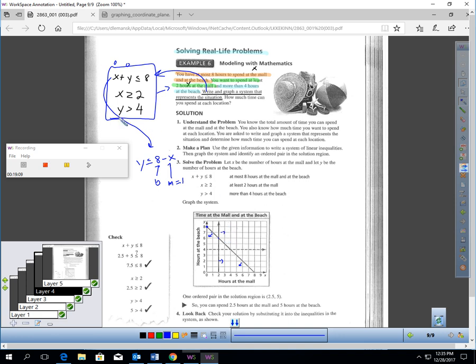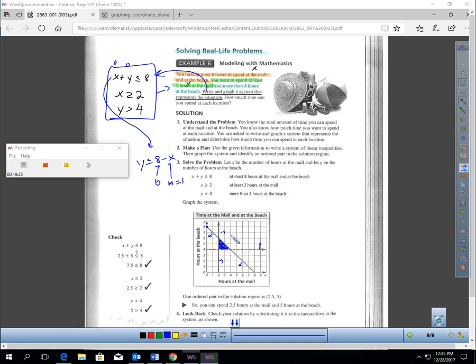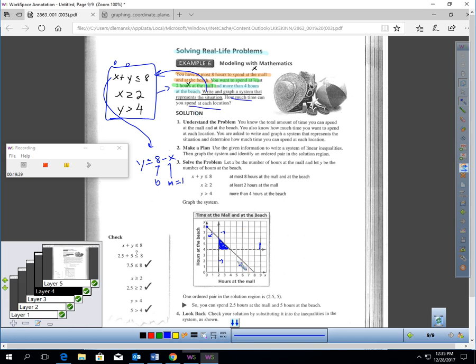Okay, and then finally, y greater than 4. Here's a dotted line at 4, and I want to be above that. Well, when I combine those shadings together, it's here. So any values in the shaded region or on these bold lines would be correct. So now, how much time can I spend at each location? For example, I could do 3 hours at the mall and 5 at the beach because it's right on that bold line. Or the book says I could do 2.5 hours at the mall, and what about 4.5 hours, for example, at the beach? That would be part of the shaded region.